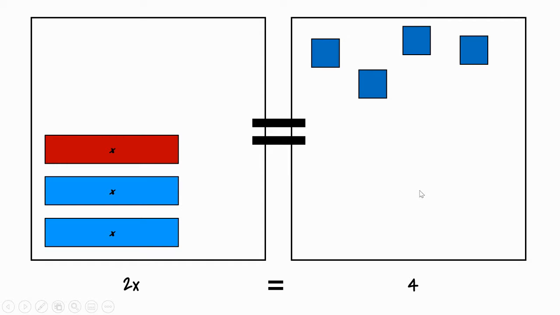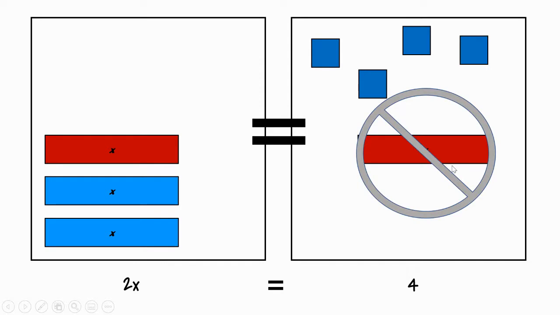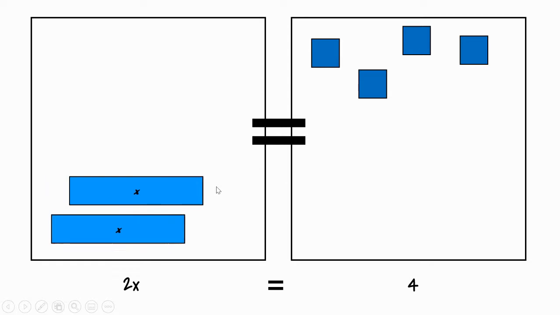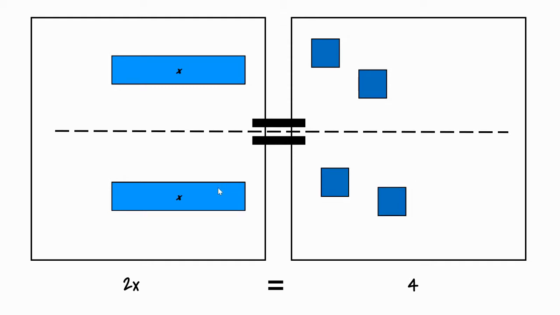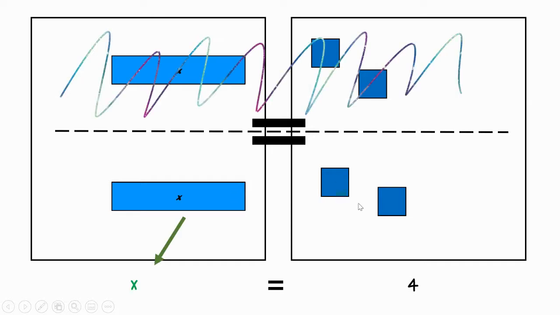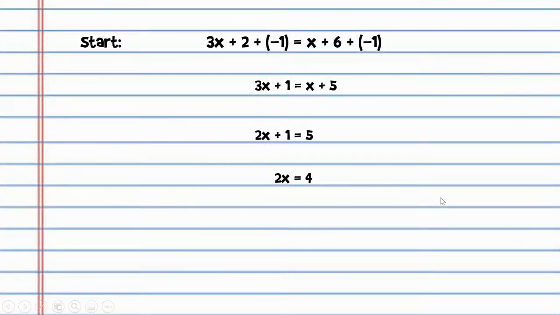I could add a negative x, but then I would have to add a negative x over here, which would make me have a negative x on this side and a positive x on this side. So variables on both sides. Instead, we're going to divide these two x's into 2 groups and do the same thing on the other side. Since this is a balanced equation, that means that x plus x is equal to 2 plus 2. Therefore, each x must be equal to 2 unit squares. So we write down our solution of x is equal to 2.